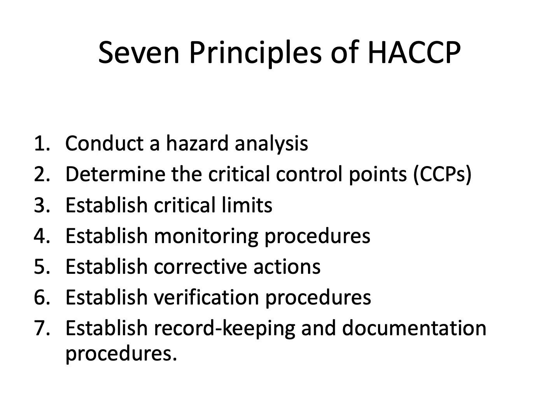HACCP is based on 7 principles, a formula, a step-by-step process. The first thing you do is conduct a hazard analysis. Second thing, determine the critical control points, or CCPs. Third thing, establish critical limits. Fourth thing, establish monitoring procedures. Fifth thing, establish corrective actions. Sixth thing, establish verification procedures. And last but not least, establish record keeping and documentation procedures.